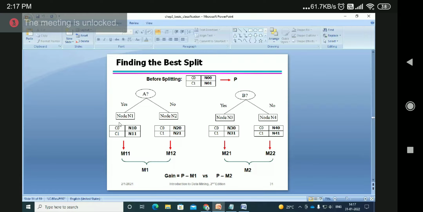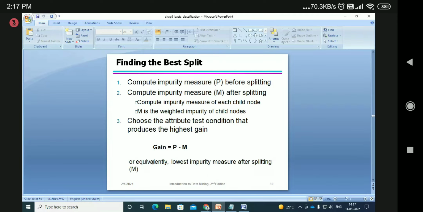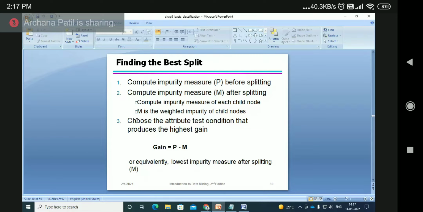So I have to calculate again the impurity measure of this node 1 and I have to calculate the impurity measure of the node 2. So the impurity measure of the node 1 is M11. How is that? We will see. And the impurity measure of this node 2 is M12. But I am not simply interested in M11 and M12, but I need the weighted measure, that is M1. How to get that is, compute impurity measure of each child node, that is M11 and M12, and M is the weighted impurity of the child node, that is M1 over here. Okay, so that is what we have to find, and choose the attribute test condition that produces the highest gain.